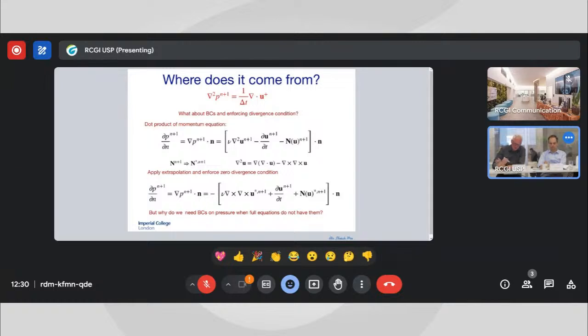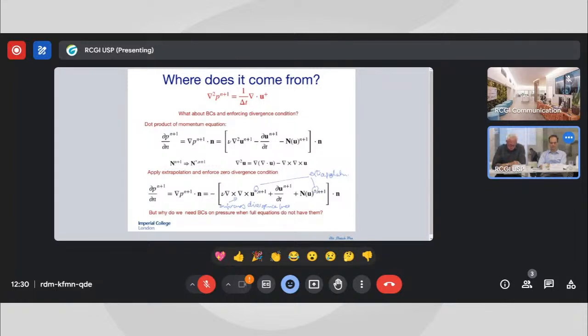So that's the last step here. I mean, so let's mark that down. We've got this is enforcing divergence free. And these are, of course, just my extrapolations. So that's what I've done to get to time level n+1.